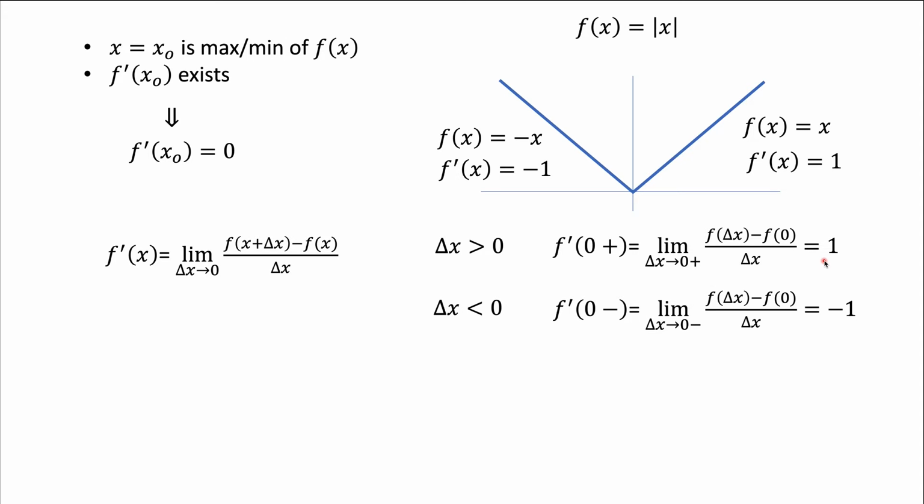Now, if I look at the negative values of delta x, again, we just keep delta x negative and shrink it to 0. In this case, we have the derivative from the left, and the function f of x here is minus x. So f of delta x will be minus delta x. So minus delta x divided by delta x, we get minus 1. So if I look at this derivative from the left and from the right, I'm going to get different answers. It means there is no derivative. We cannot reconcile those two values.